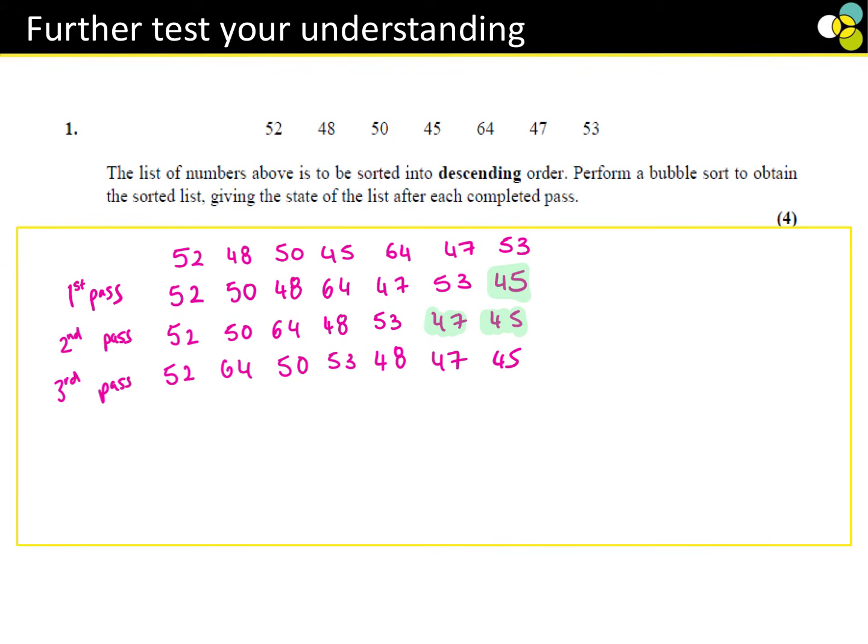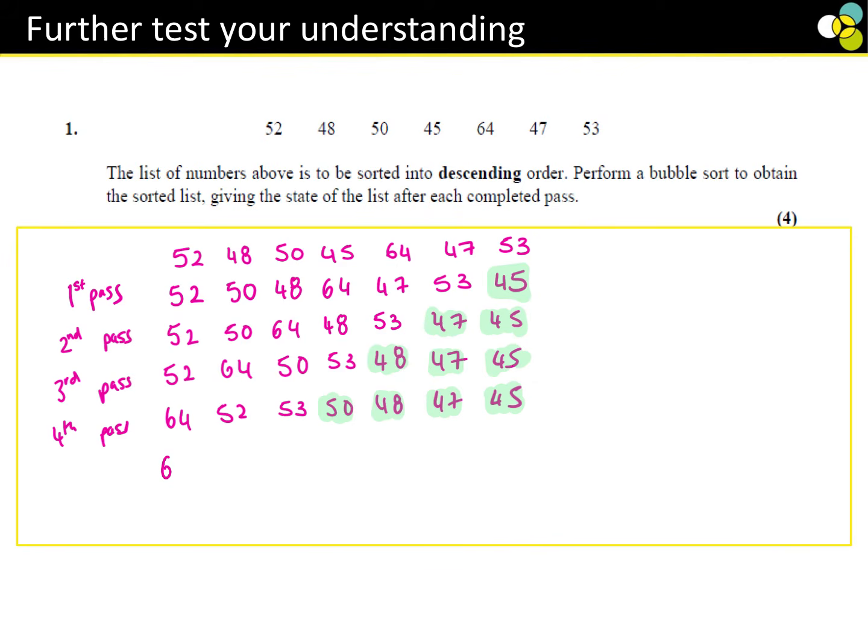Okay, and again, using our nice colours, we know that 48, 47, 45 are all done. Okay, 52 and 64 can change. 52 and 50 can stay the same. 50 and 53, that can change. 48, 47, 45. That was our fourth pass. 50, 48, 47, 45. Okay.